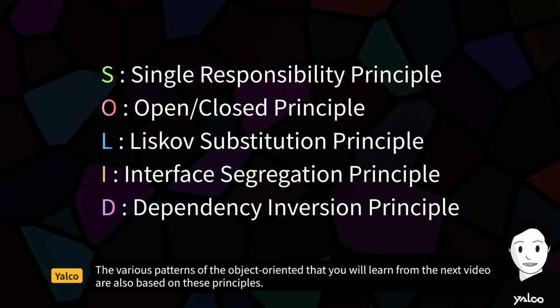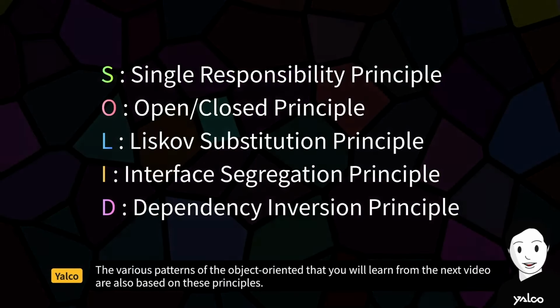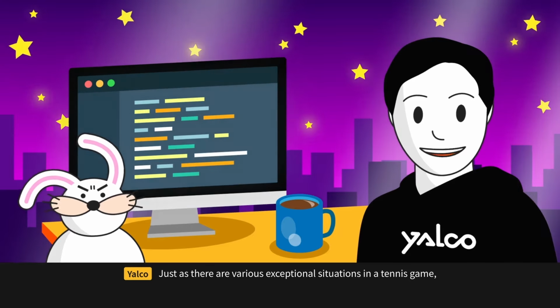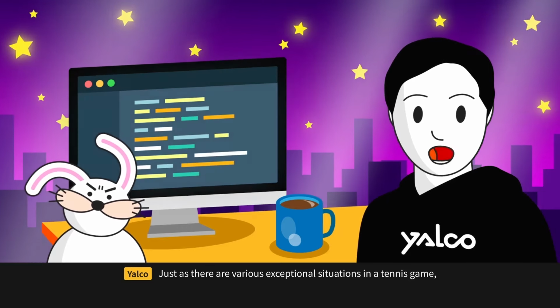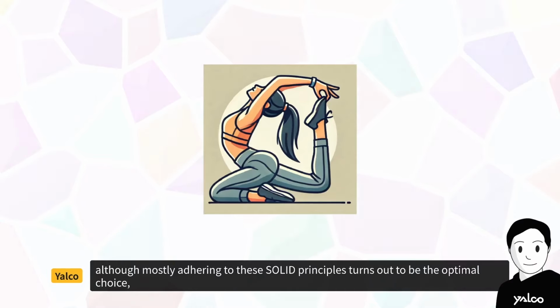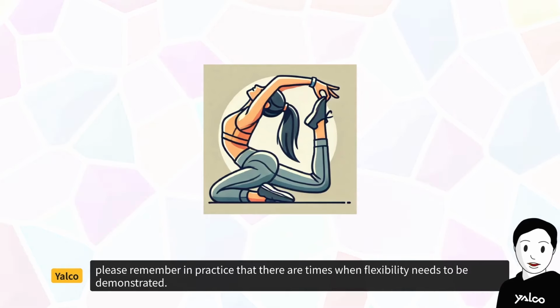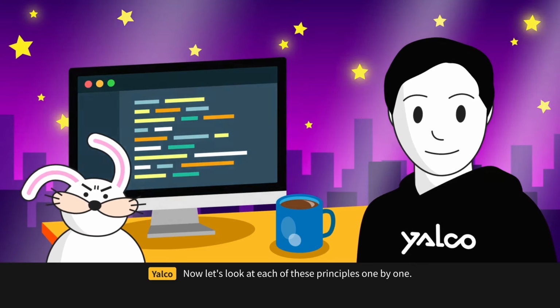The various patterns of object-oriented design that you will learn from the next video are also based on these principles. Just as there are various exceptional situations in a tennis game, although mostly adhering to these SOLID principles turns out to be the optimal choice, please remember in practice that there are times when flexibility needs to be demonstrated. Now let's look at each of these principles one by one.